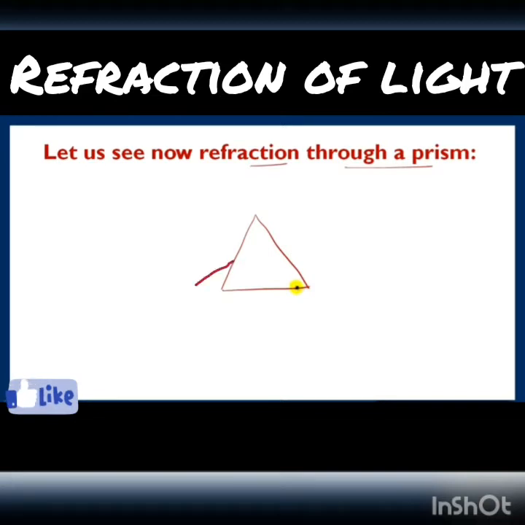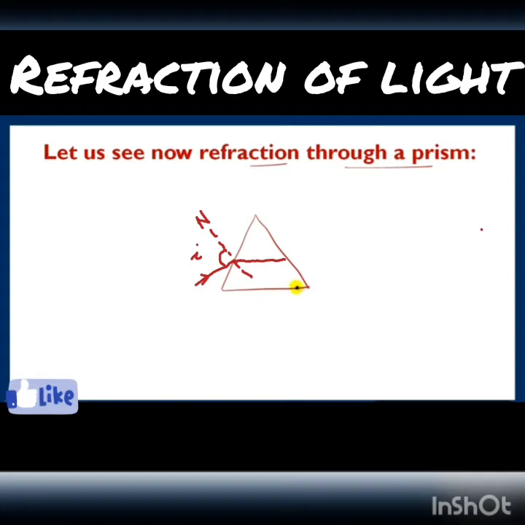Normally, when a light ray comes in contact with the side of the prism, it refracts due to the change in medium. Here the normal will be perpendicular to the surface. So this is the normal, and the angle between the normal and the incident ray is called the angle of incidence.